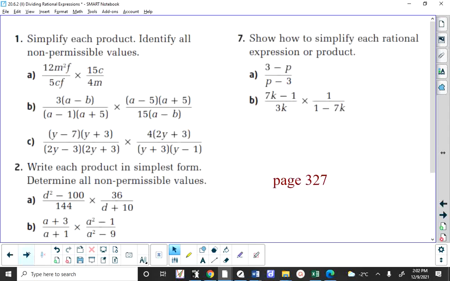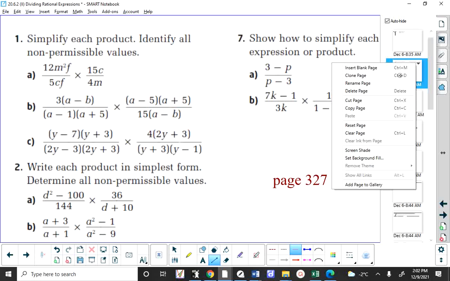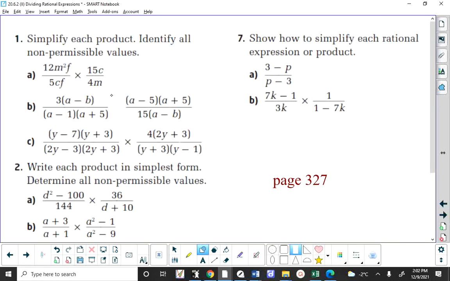So yesterday we looked at multiplying rational expressions. And basically the bottom line is when you multiply fractions together, you end up with one gigantic fraction, because you end up multiplying across the top and you end up multiplying across the bottom. So, for example, if you take a look at 1b, for all intents and purposes, this is what 1b says.